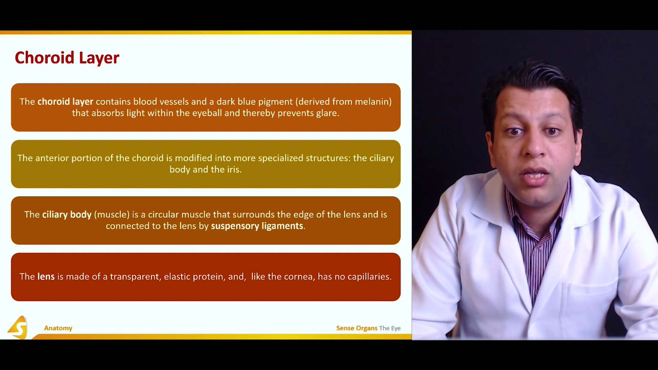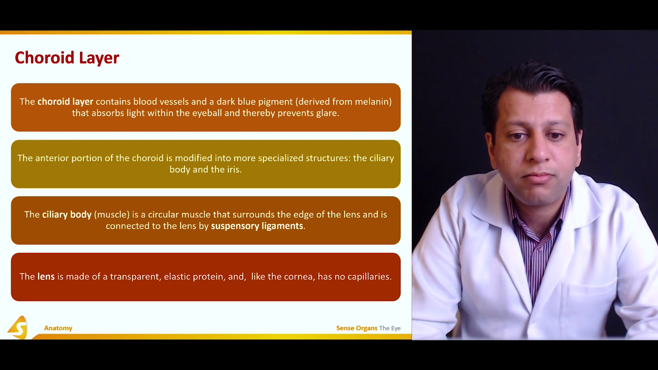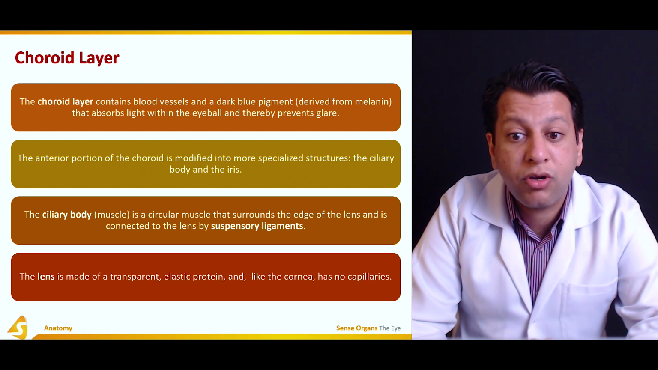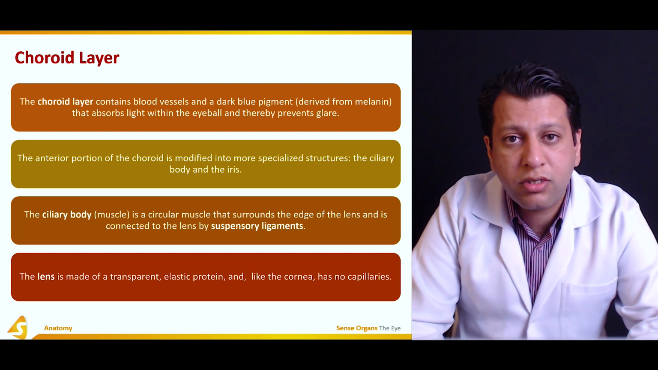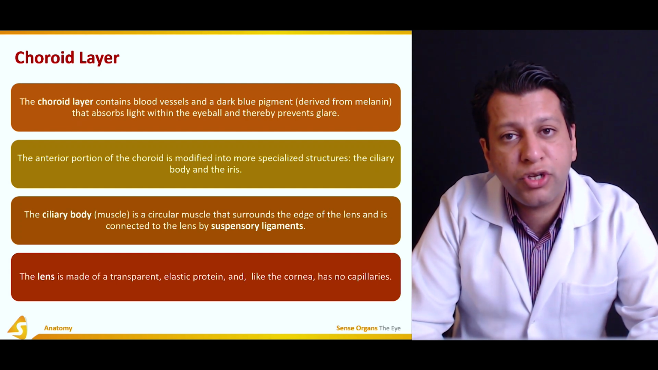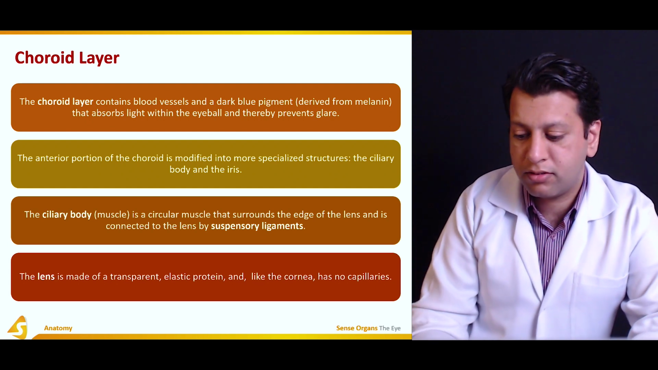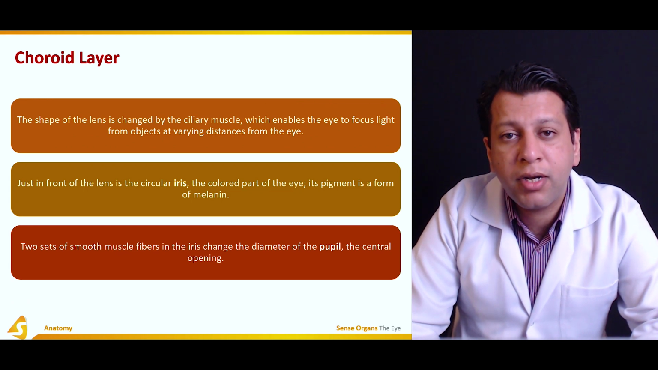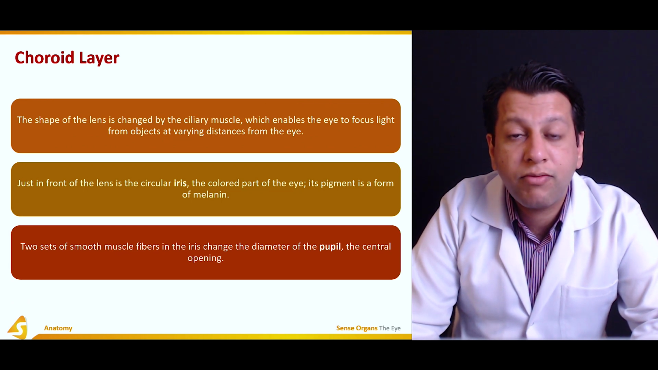The ciliary body muscle is a circular muscle that surrounds the edge of the lens and is connected to the lens by suspensory ligaments. The lens is made up of a transparent elastic protein and, like the cornea, has no capillaries. All those structures through which the light has to pass have to be transparent. If they are not transparent, light will not be able to pass. Coming to the second layer, the middle layer, which is called the choroidal layer because it's made up of a lot of blood vessels.